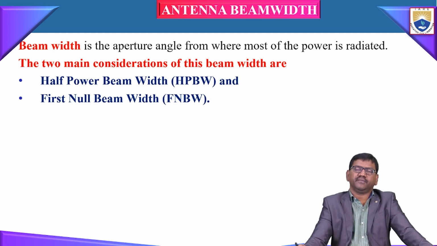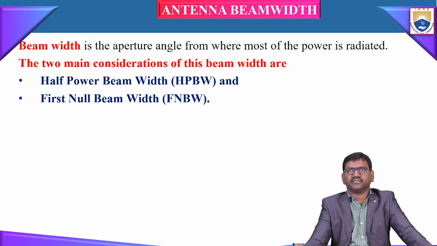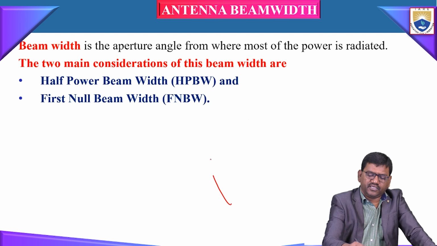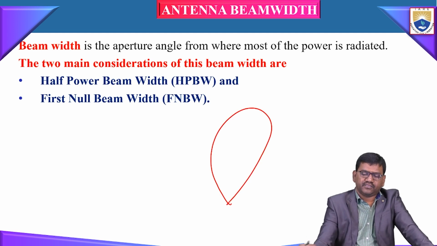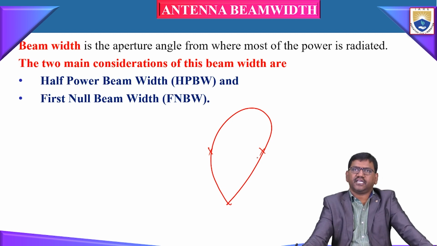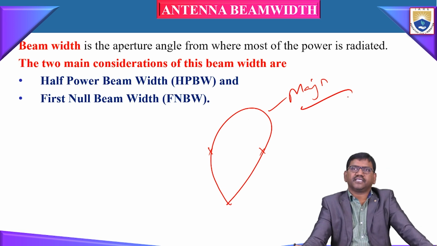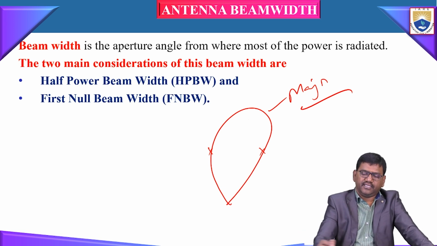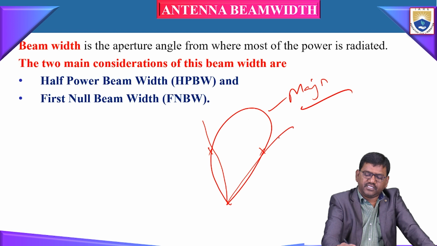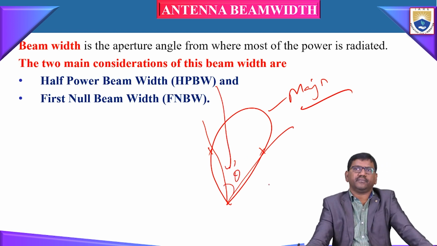We can measure any parameter, like gain, directivity, half power beam width, or effective length, by taking only the major lobe into consideration. Here, this is the major lobe. We mark exactly two points at half of the major lobe. The angle between the half power points of the major lobe is called the half power beam width.